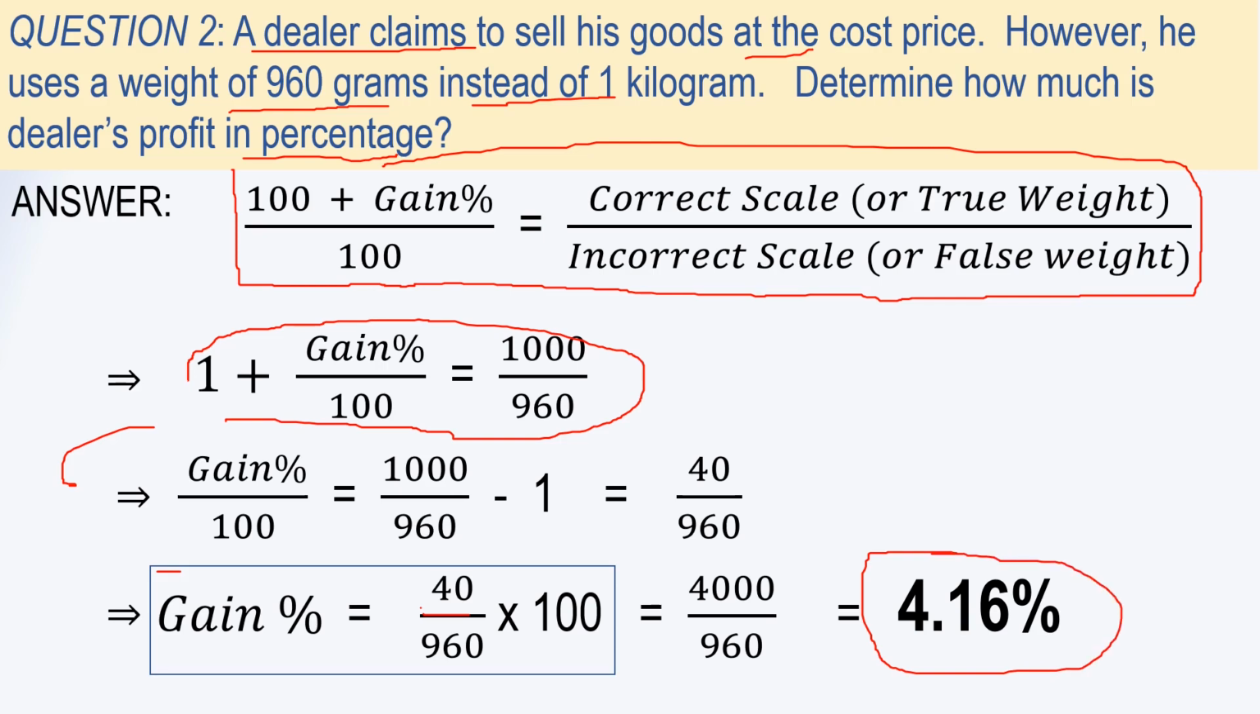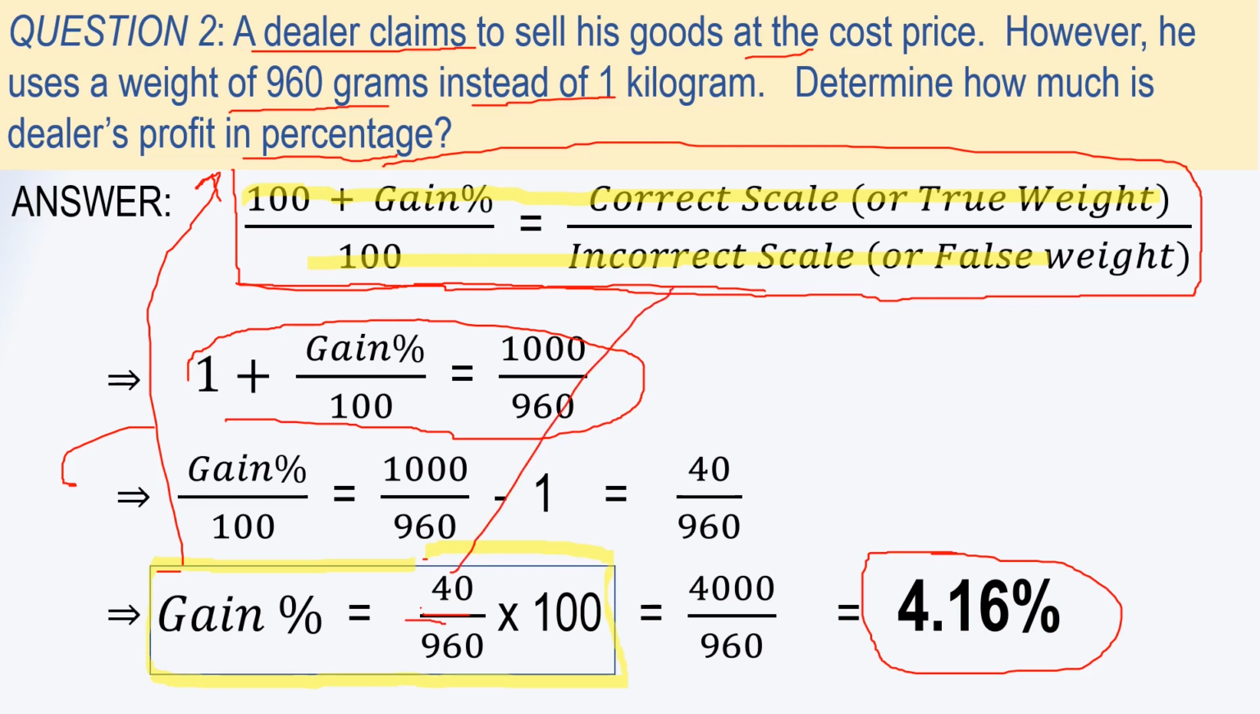So before I explain this further, you may have observed that remembering or memorizing this whole big equation is difficult, but an easier method is that you memorize this equation itself. The gain percentage is equal to 40 by 960 into 100, and this is applicable only for this question. But here we know 40 is the difference between correct scale minus incorrect scale, and at the bottom or denominator we have incorrect scale. So it is much easier to remember it like gain percent is equal to 40 by 960 multiplied by 100.